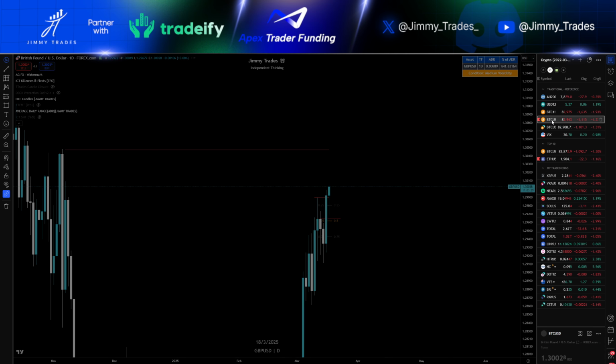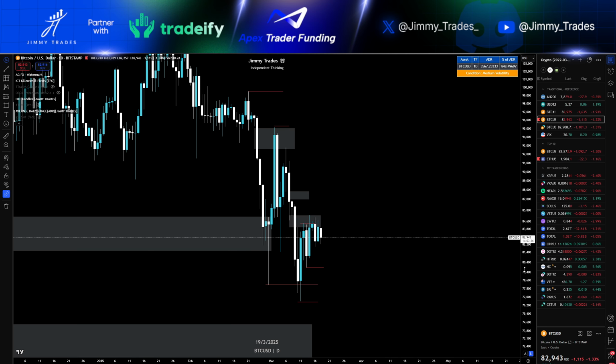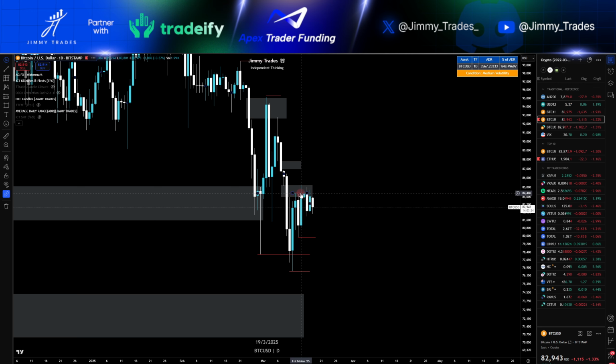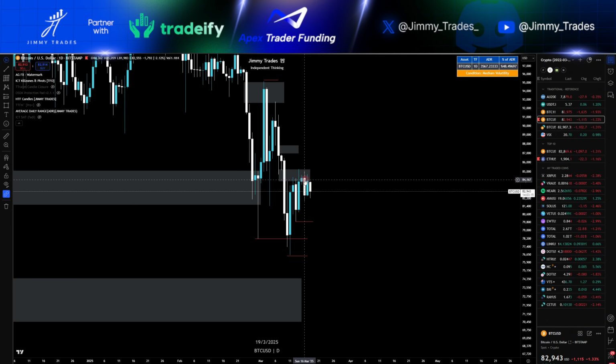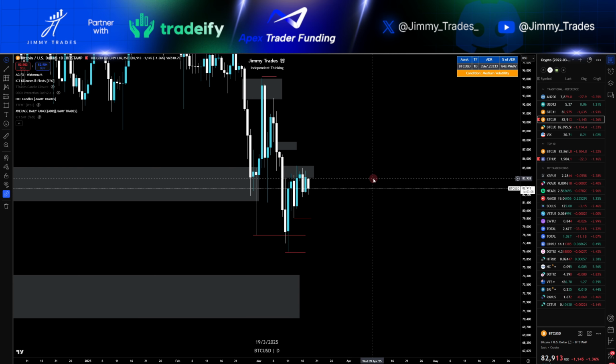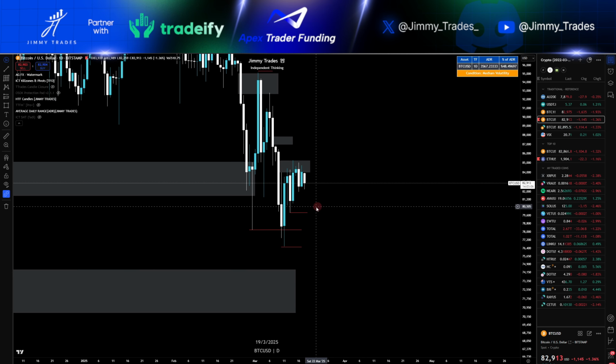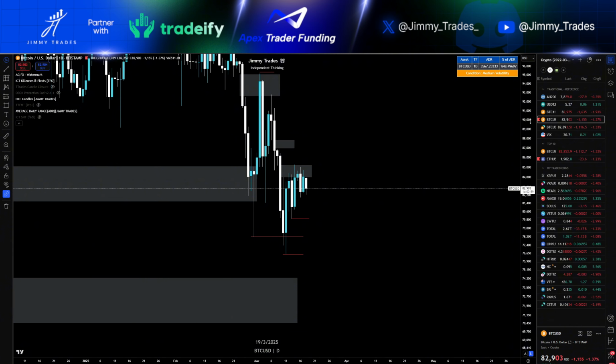Crypto. Let's jump over to Bitcoin. And now we're in a period of consolidation. We need something decisive here. We're not getting that right now. Still rejecting off this daily SIBI. While we continue to do that, then I'll still be looking for price to reach to the lows here. Sadly, bearish for Bitcoin.